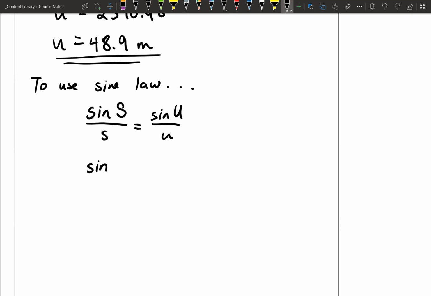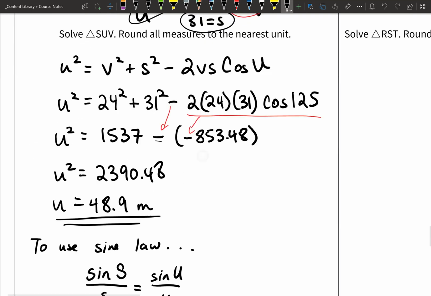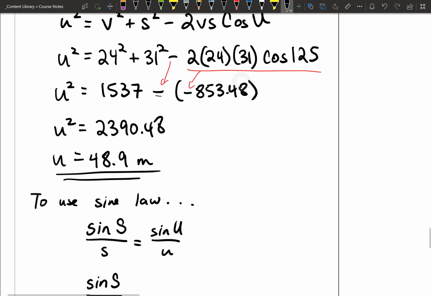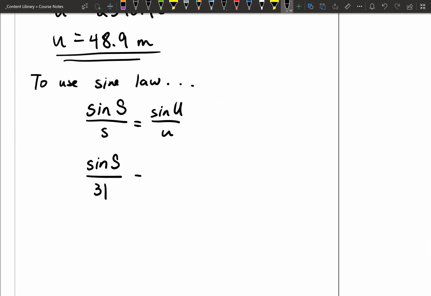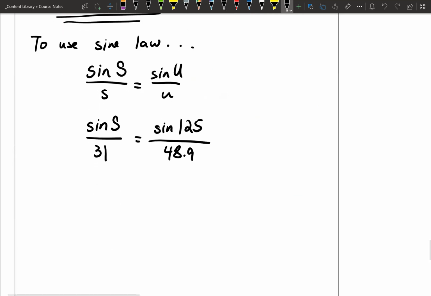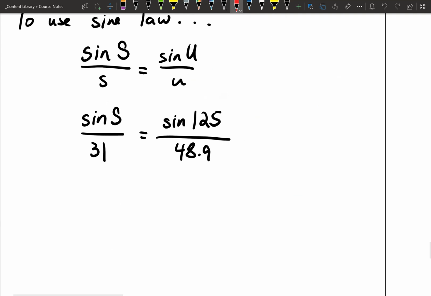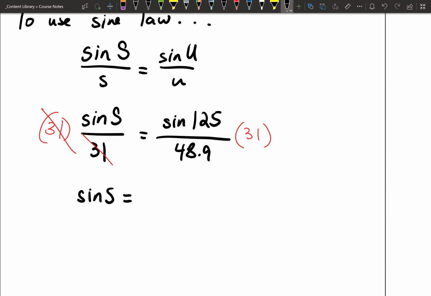Okay, so sine of angle S over side S, which we said in our diagram, is 31. Okay, and that's equal to sine of u, which is given as 125, divided by the side length of u, which we calculated as 48.9. And then we solve for sine of S. Remember how to do this? We multiply both sides by 31. So 31's cancel on the left. I'm left with sine S equals 31 times sine of 125 over 48.9.